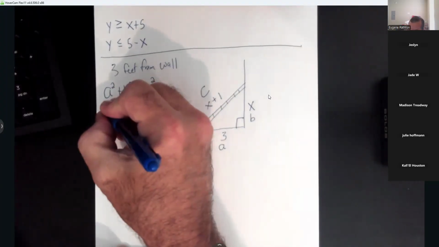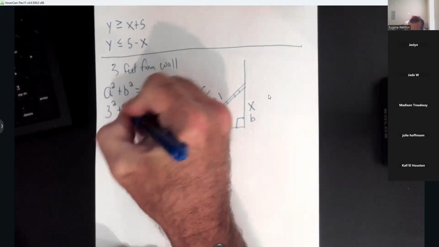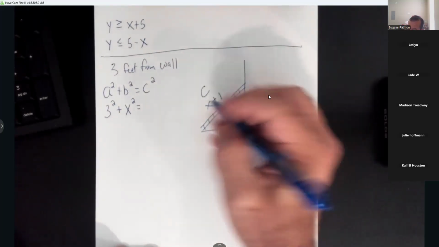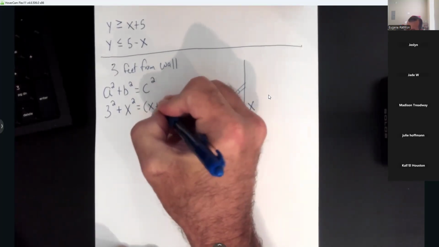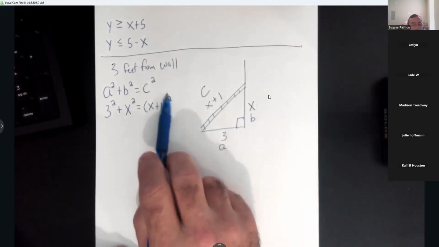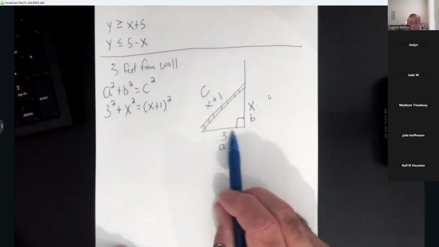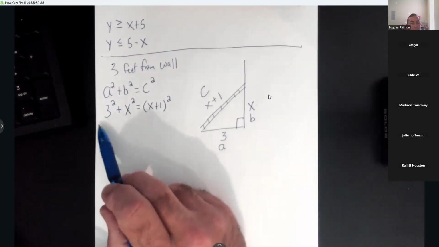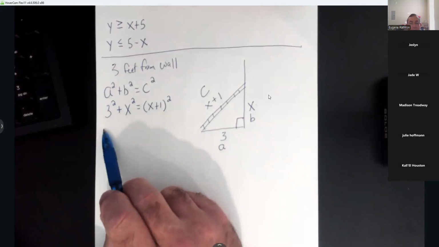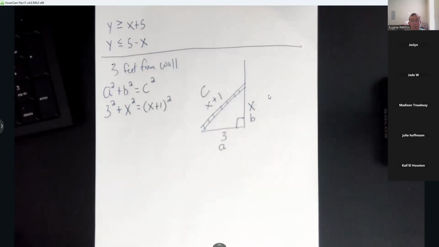A would be 3, so that'll be 3 squared, plus b is x, so that'll be x squared. That's going to equal c squared, which is x plus 1 squared. Y'all's formulas will look just like this other than the 3. Depending on whatever number you have here for this length, that's going to be the only difference between y'all's and mine, because y'all will have the same consecutive integers like I do, okay? So everybody will look pretty much the same at that point.